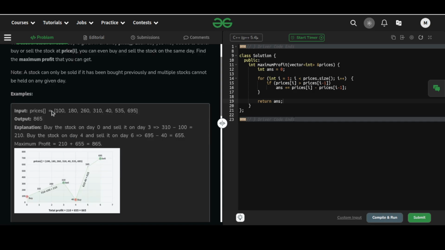So for instance, if this is the price array which is given to us, the maximum profit can be obtained by selling the stock for rupees 310 and buying it for 100. Similarly, selling the stock for 695, buying it for 40. So the net profit which we will obtain is 210 plus 655, which is 865, and that is what we need to return. So that's about the problem statement, folks. Now let us discuss the solution of this problem.